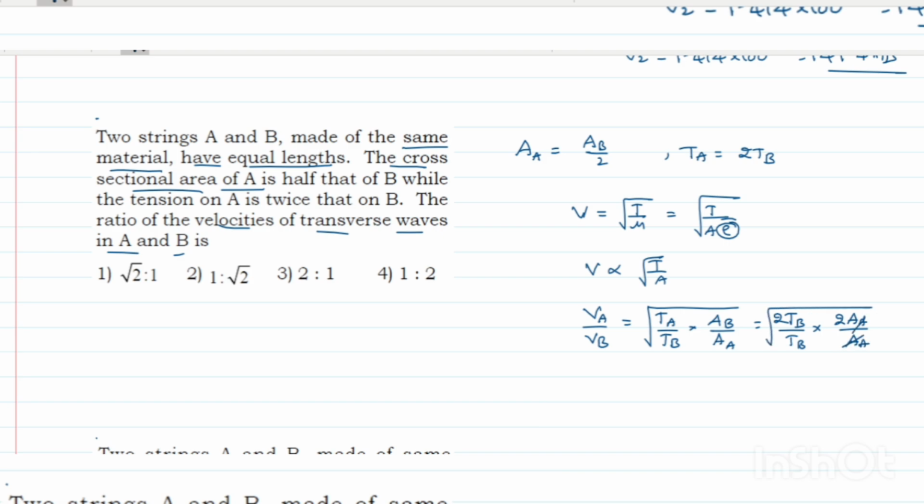So here area gets cancelled, TB gets cancelled, 2 times 2 is 4, square root of 4 means here you will be getting 2. So the ratio of VA to VB, velocity of A to B, will be 2 is to 1.